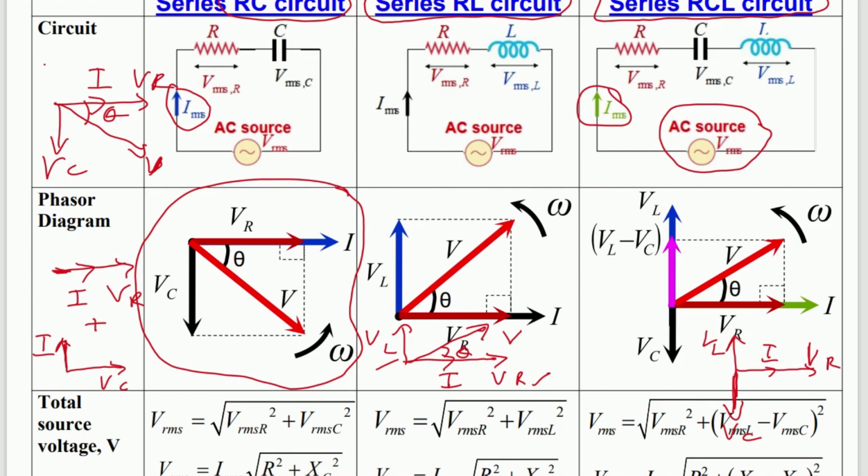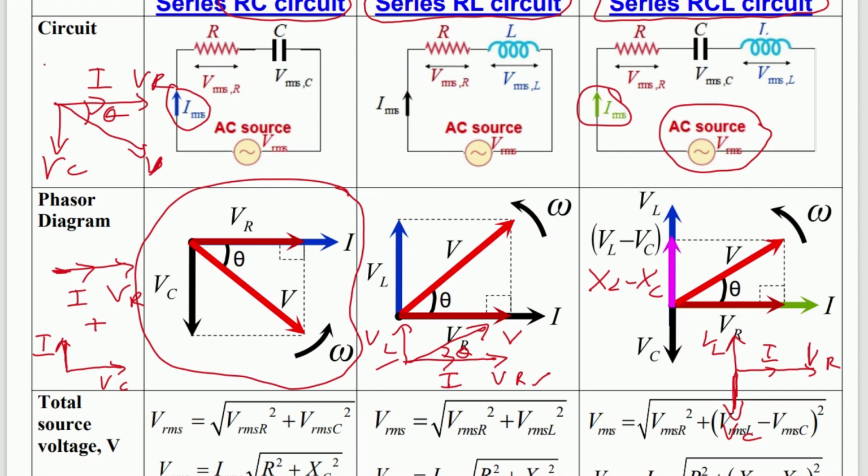Okay, for the pure inductor, in the RCL circuit, this is the phasor diagram. Here you look at the values of XC and XL. If XL is larger than XC, it means XL minus XC. If XC is larger than XL, then XC minus XL. We will look at the detail after this.